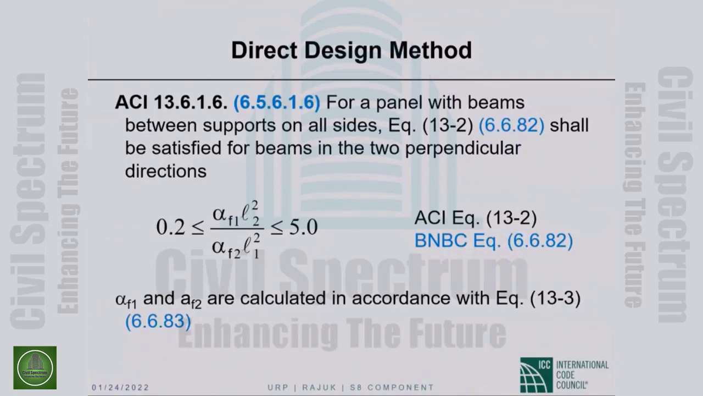And then this ratio for beam supported slabs only, for a panel with beams between supports on all sides, we have to satisfy this limitation. Alpha sub f1 is the beam to slab stiffness ratio that we have shown you. L sub 2 is the transverse span perpendicular to the direction of analysis. Alpha sub f2 is the beam to slab stiffness ratio in the transverse direction. L sub 1 is the span in the long direction. So this ratio has to be between 1/5 and 5.